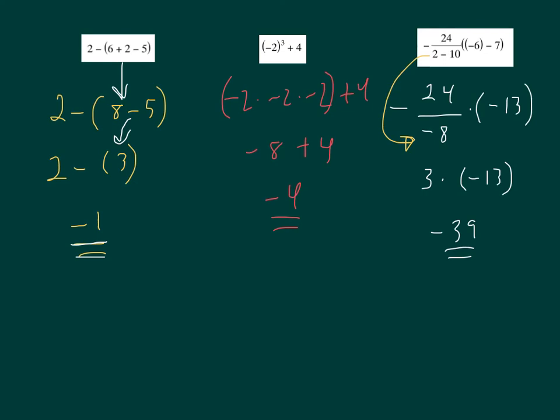And this is all held together by multiplication, so I drop the implied multiplication piece in there, which means I'm going to deal with the division first, then multiply. -24 divided by -8 is +3. +3 times -13 is -39. And that's it. Patience, perseverance, willingness to rewrite. Good luck.